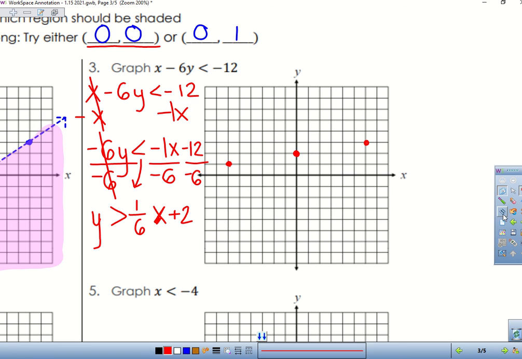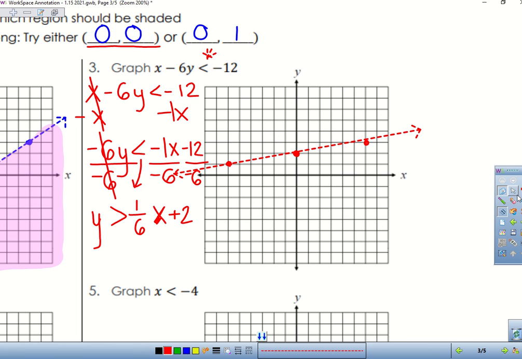Now, is this going to be solid or dashed? Dash. Good, because of the inequality sign. That's not good. There we go. That's better, kind of.